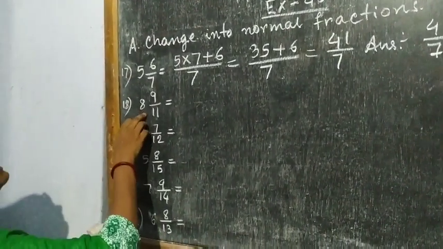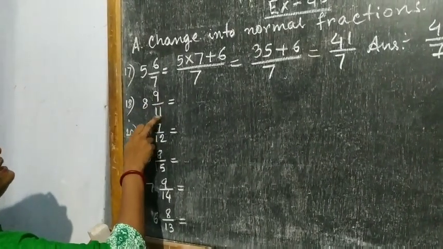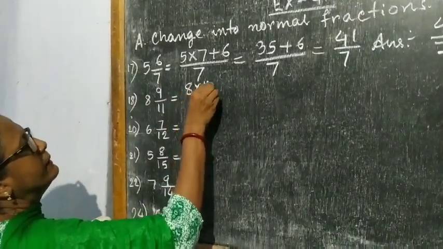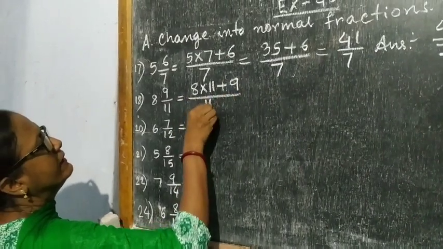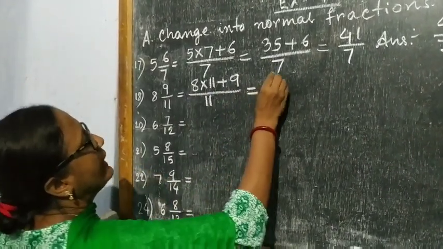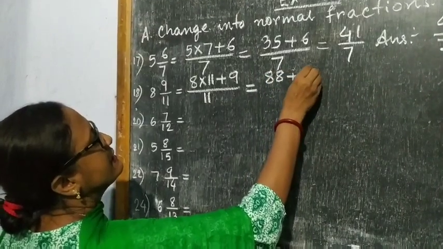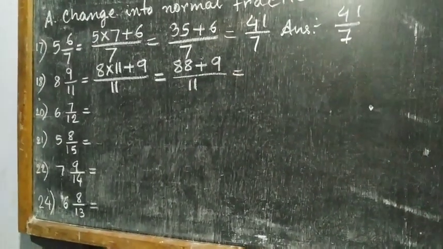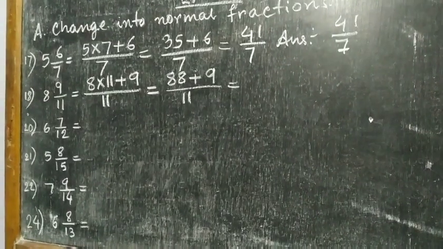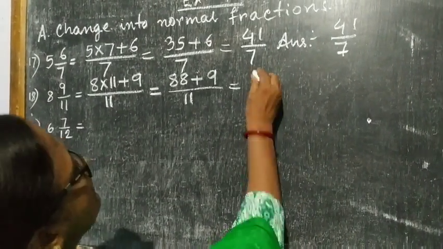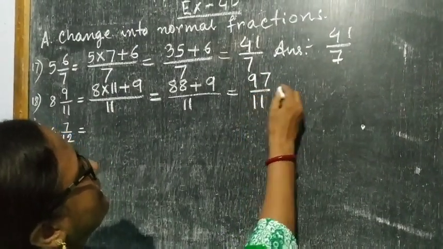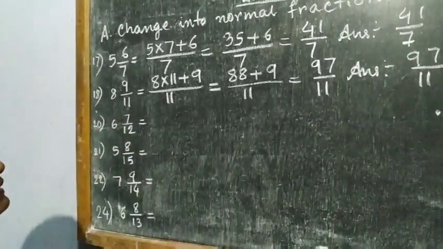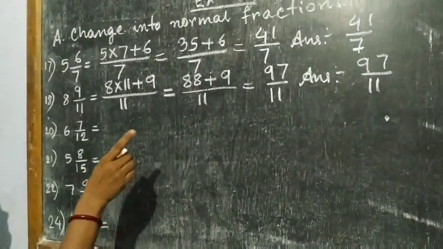Again you see 8 9 by 11, sum number 18. What will you do? 8 into 11 plus 9 by 11. So 8 into 11, 88 plus 9 by 11. Now 88 plus 9 equals 97 by 11. So the answer is 97 by 11. So 97 by 11 is a normal fraction.